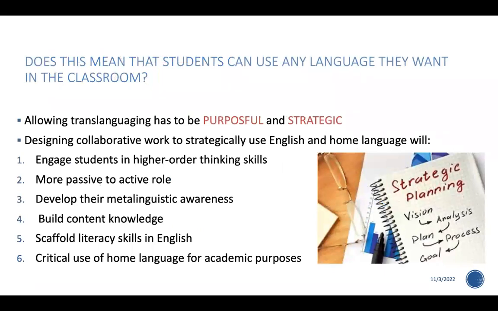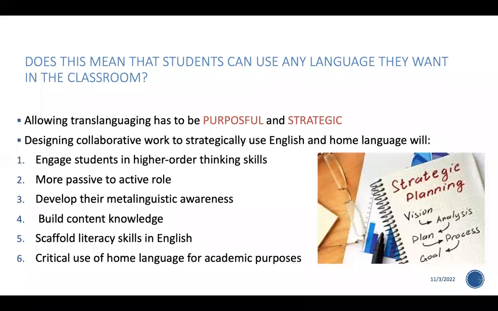So the important question is, does this mean that students can use any language they want in the classroom? Well, no, because translanguaging has to be purposeful and strategic, and how to do this is not as easy. It takes training, of course, and this has been researched as well. There's a lot of training going on. There are a lot of programs and translanguaging manuals on how to implement it.